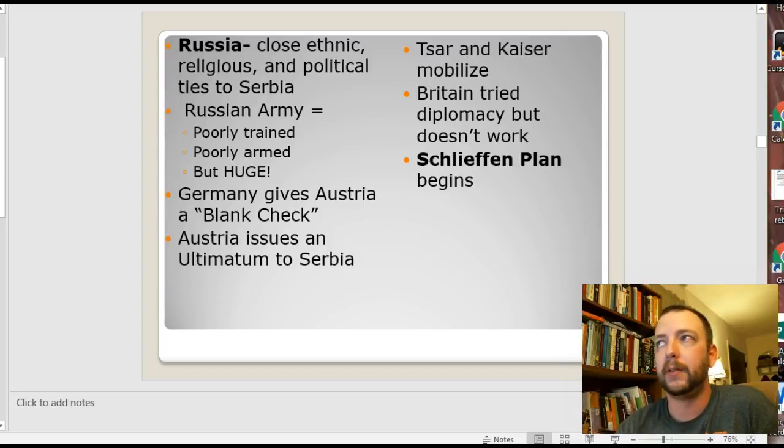Meanwhile, the Tsar of Russia, and that just means leader. Tsar is the Russianized version to say Caesar, so that means sort of emperor or leader there. So that's the Tsar of Russia, and then the Kaiser, on the other hand, that is the German way to say Caesar. So these are just titles here. So the Tsar and the Kaiser mobilized their countries. The Tsar of Russia and the Kaiser of Germany mobilized their countries for war. Britain wanted to try to work this out diplomatically, but that doesn't work. So then we start in with this thing called the Schlieffen Plan, which I'll explain in a slide or two.